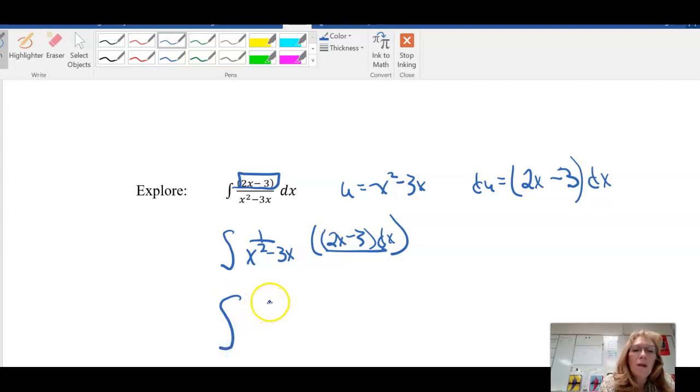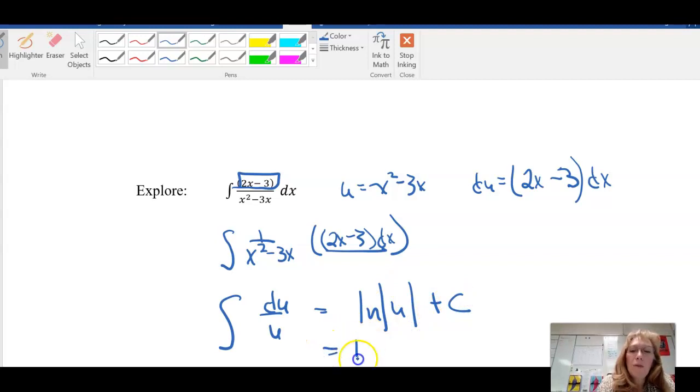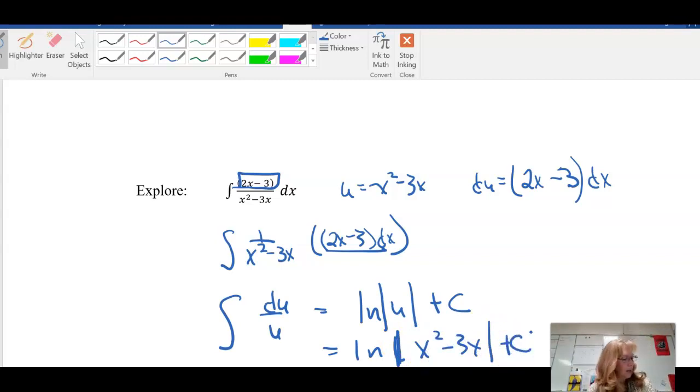So we have du over u. We know the antiderivative of that is the natural log, the absolute value of u plus c. Replace your u with your x squared minus 3x plus your c, and you are finished. Okay, I hope you did a great job.